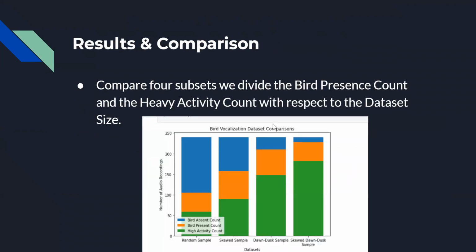And we compare the four subsets. We divide the bird present count and the heavy activity count with respect to the dataset size. From this bar graph, we could see that method four, skew dawn dusk sampling, could help us to select the most useful audio data, which means we could use method four to filter out all the empty audio clips we don't want to use.